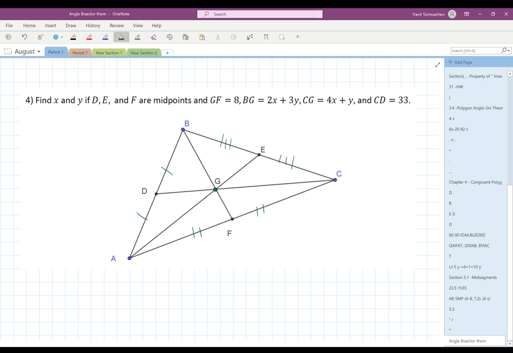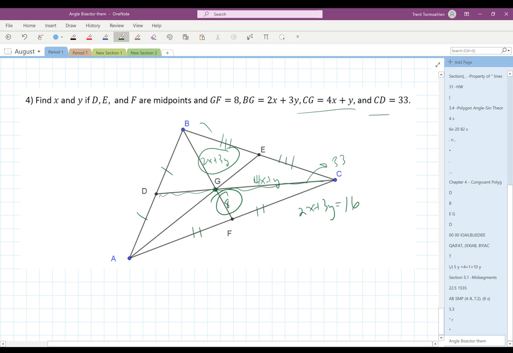So if we plug things in, we know GF is 8, so this length is 8. BG is 2x plus 3y. CG is 4x plus y. And then CD, this whole thing, is 33. All right, so applying what we learned in our theorem, remember the shorter one is half of the longer one. So I can set up an equation using these two, which would be 2x plus 3y equals 16, because BG is twice GF. GF is 8, so multiply 8 times 2, you get 16.